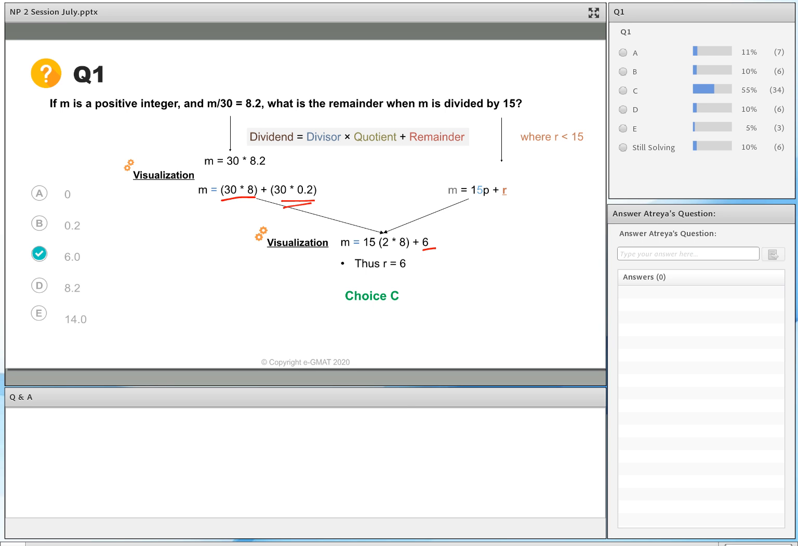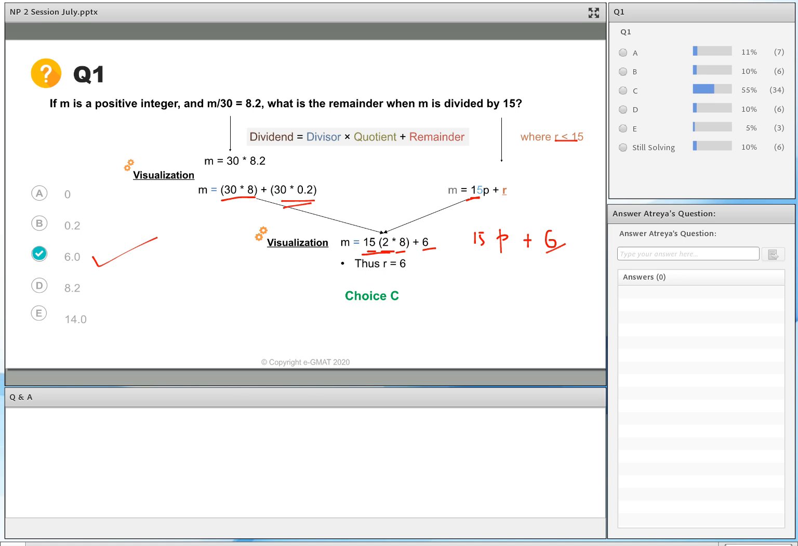How do I write 30 in terms of 15? I can write 30 as 15 times 2. So 30 times 8 can be written as 15 times 2 times 8, plus 6. Now, in which format is this? This is in the format of 15p plus r, where the value of p is 2 times 8 and r is equal to 6. Now, is 6 less than 15? Yes, it is. Can I mark the answer? Yes, I can. So I directly move into the answer choices and mark choice C as the answer.